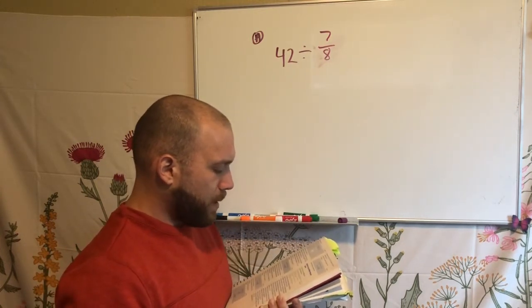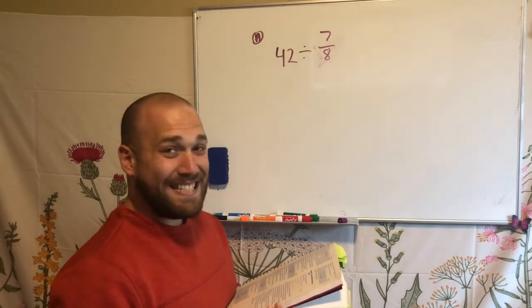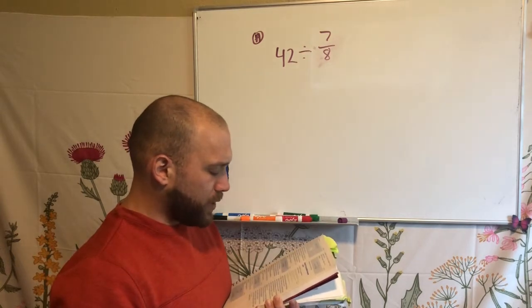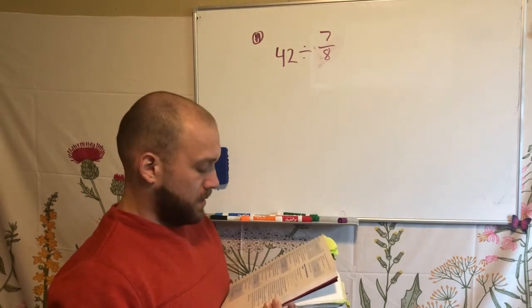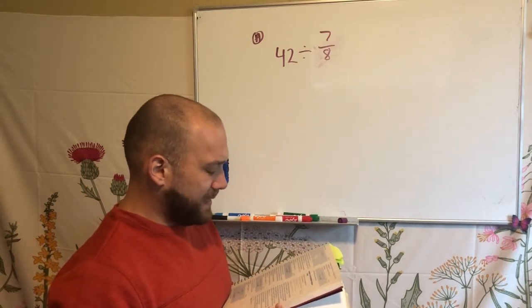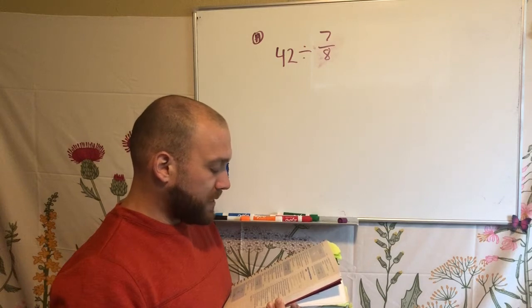So, problem B. Each dose of medicine weighs 1/18 ounce. How many doses can be made from 2/3 ounce of medicine? I'll repeat it. Each dose of medicine weighs 1/18 ounce. How many doses can be made from 2/3 ounce of medicine?